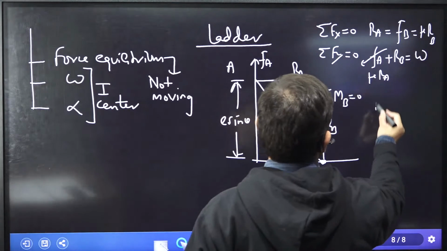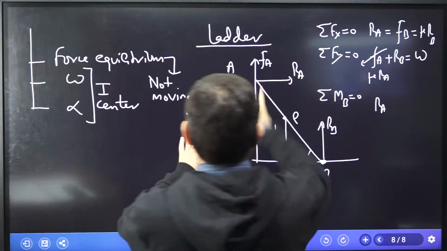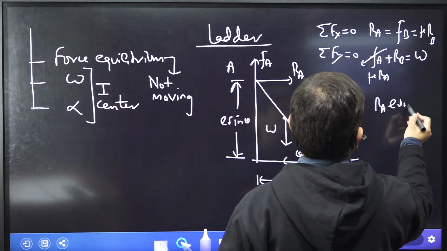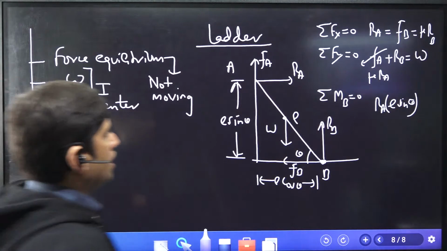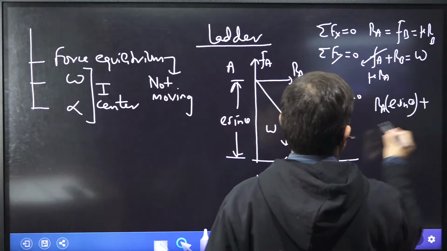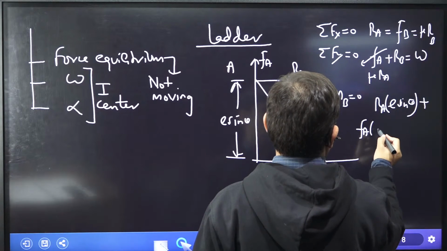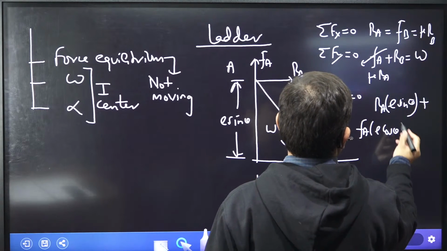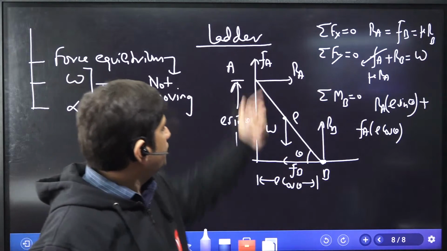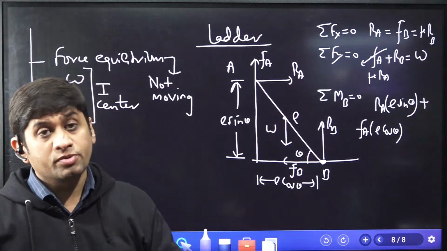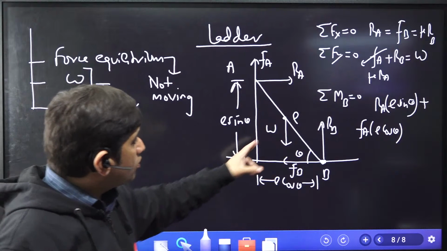RA. What moment does RA produce? RA into L sin theta, clockwise. Good. FA is also going to produce some moment, FA into L cos theta. That is also clockwise. So RA into L sin theta and FA into L cos theta produce clockwise moment. What about W?